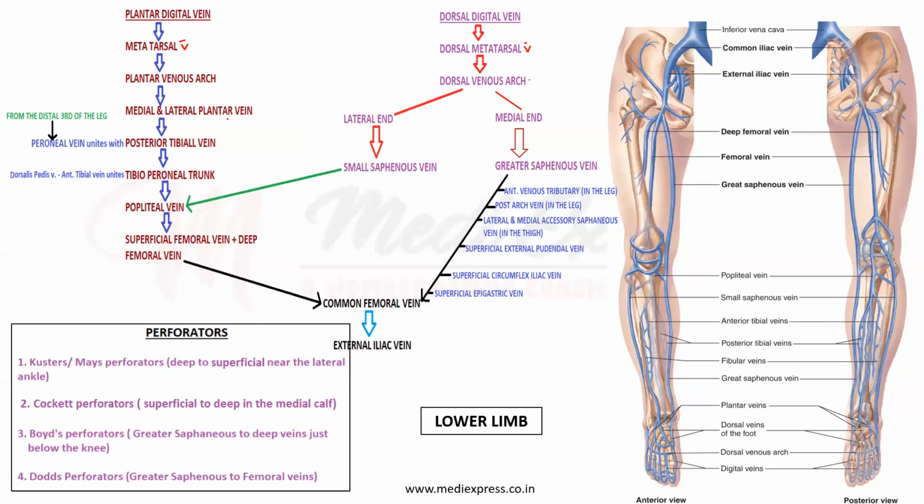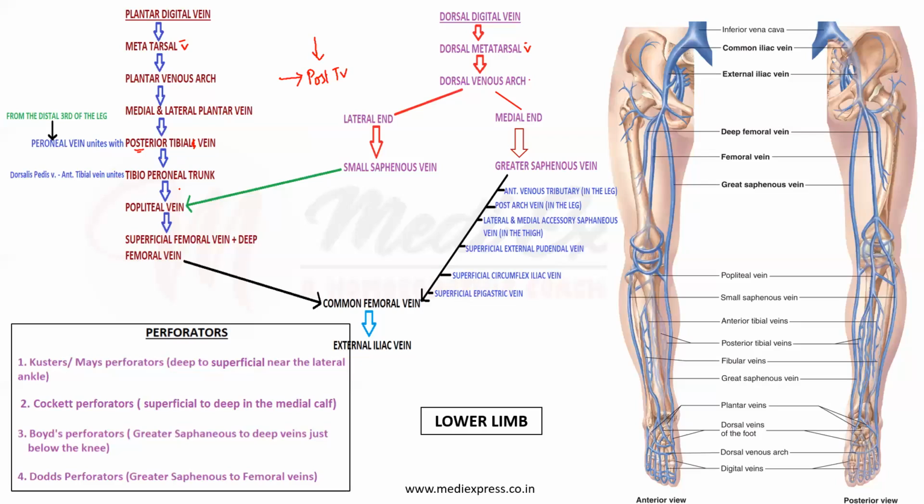From the medial and lateral plantar vein, it drains into the posterior tibial vein. Now at this particular junction, from the distal third of the leg, there is one more drainage that is happening, the peroneal vein. That peroneal vein unites with the posterior tibial vein over here. There are two things which are coming: one from the plantar digital vein, the other from the peroneal vein. Now the peroneal vein joins with the posterior tibial vein, and then it drains as a tibioperoneal trunk over here.